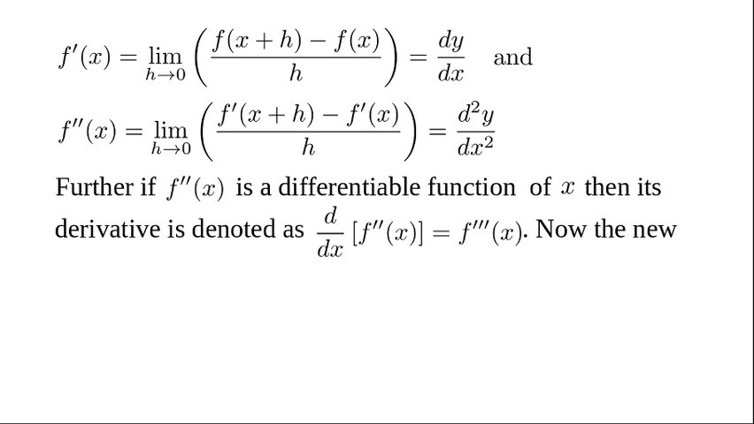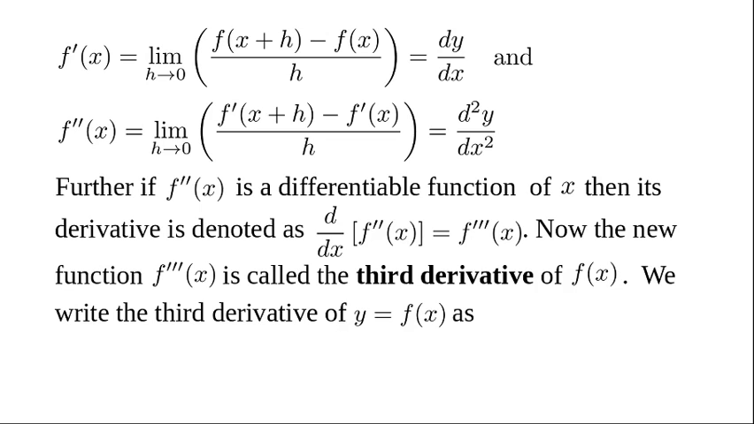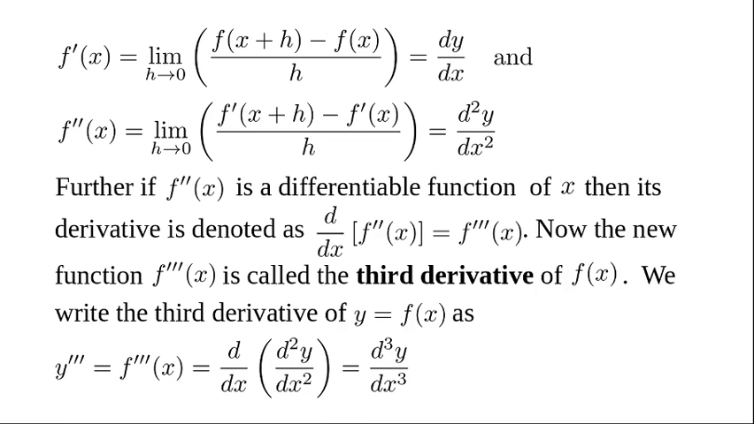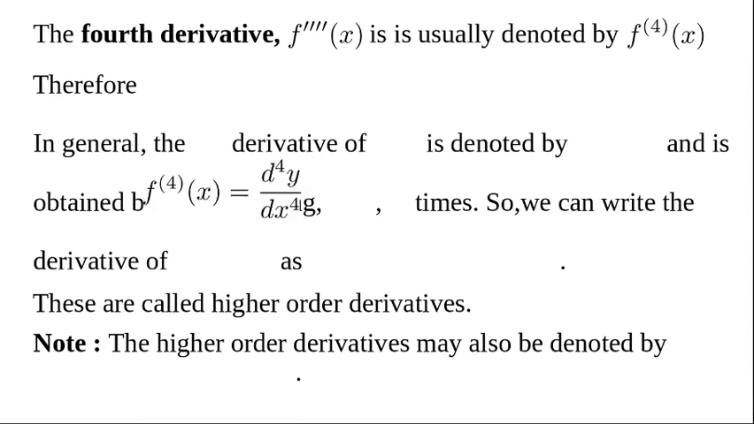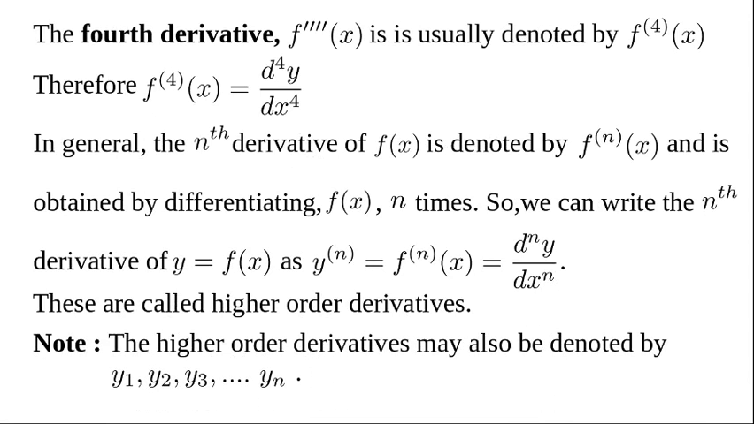Further, if f double dash of x is a differentiable function of x, then its derivative is denoted as d by dx of f double dash of x equal to f triple dash of x. Now the new function f triple dash of x is called the third order derivative or the third derivative of f of x. We write the third derivative of y equal to f of x as y triple dash equal to f triple dash of x equal to d by dx of d square y by dx square, that's equal to d cube y by dx cube.